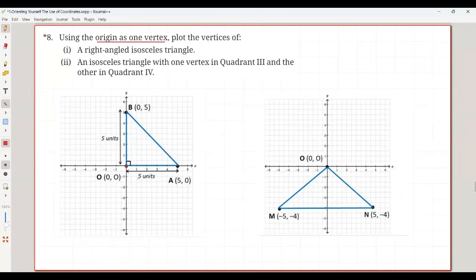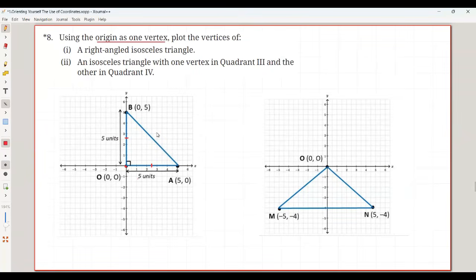One of the vertices should be the origin. Then we have to take 90 degree. Here I have drawn it like this, and two sides should be equal in length. So here I have taken 5 units. Here 5 units means this side also 5 units. So two sides are equal. It's forming 90 degree. This is an example for a right angle isosceles triangle.